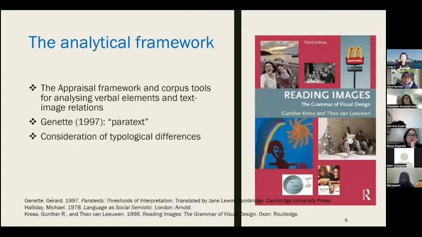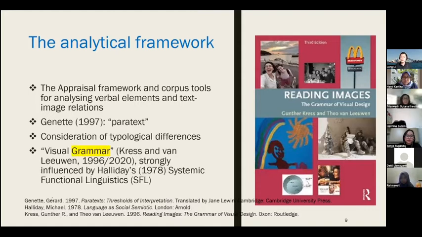I also take into account typological differences between English and Chinese, and also between the UK, America, and Taiwan in terms of cover design and graphic design. But most importantly, I turn to visual grammar by Kress and van Leeuwen.